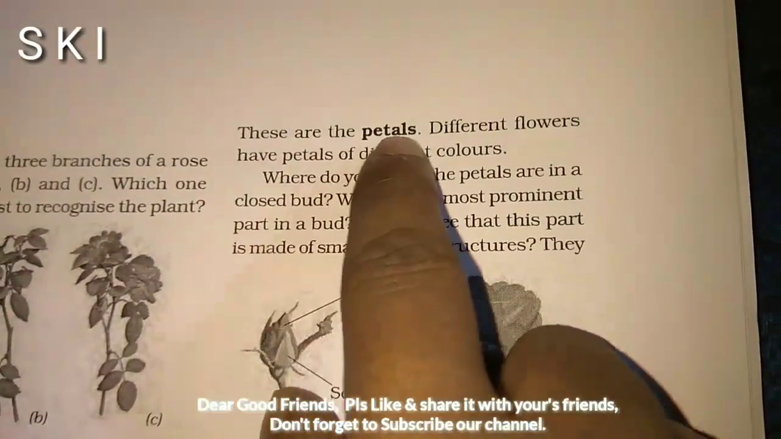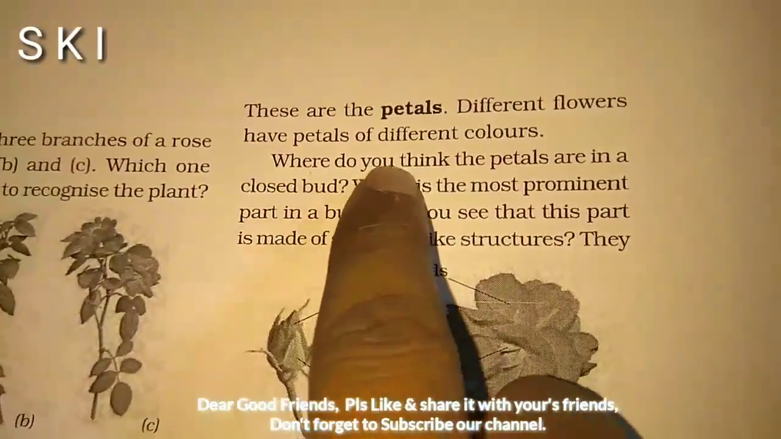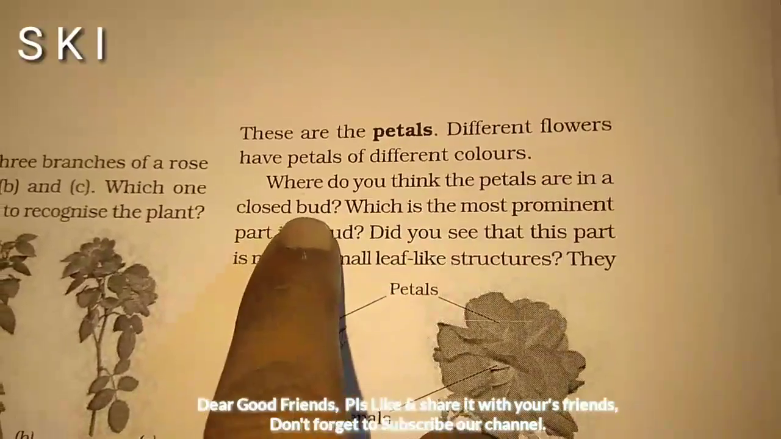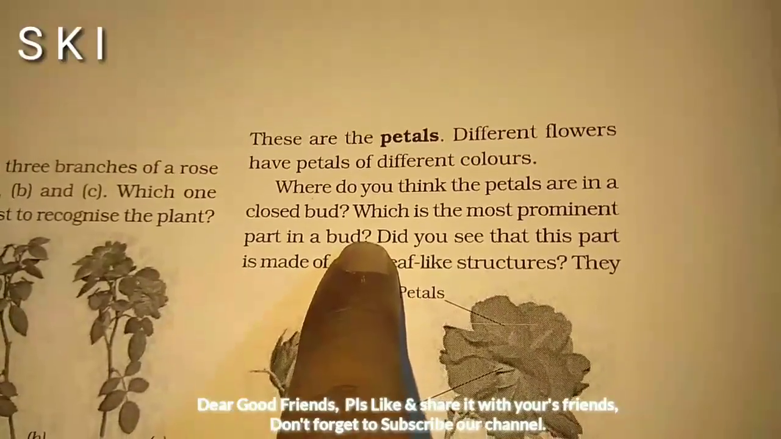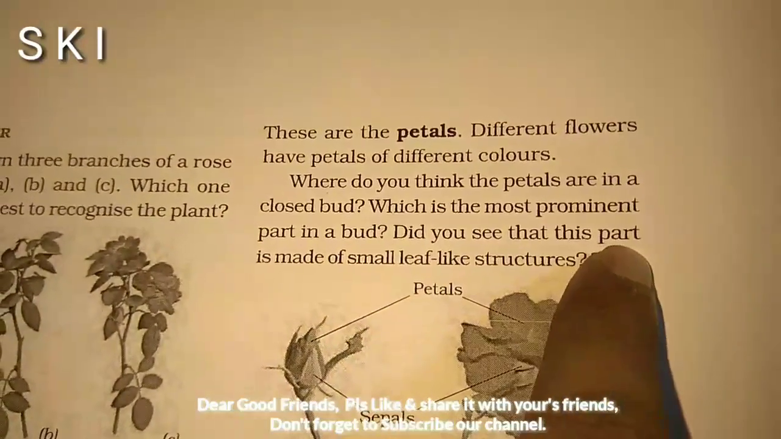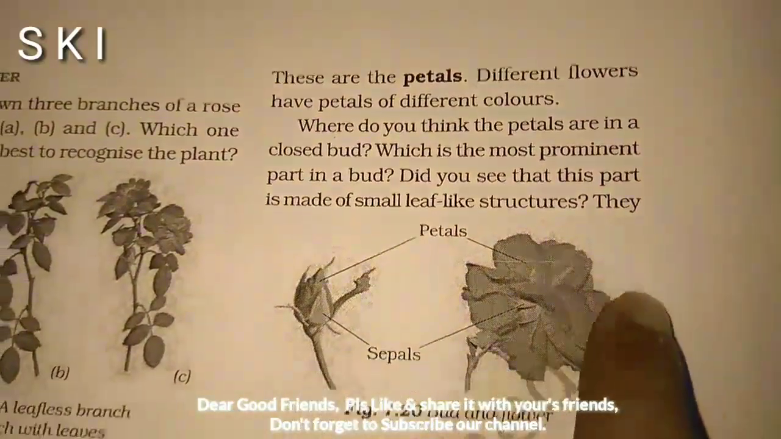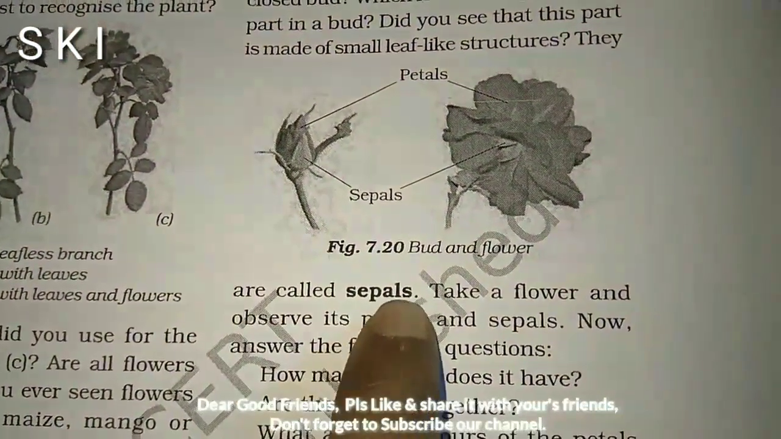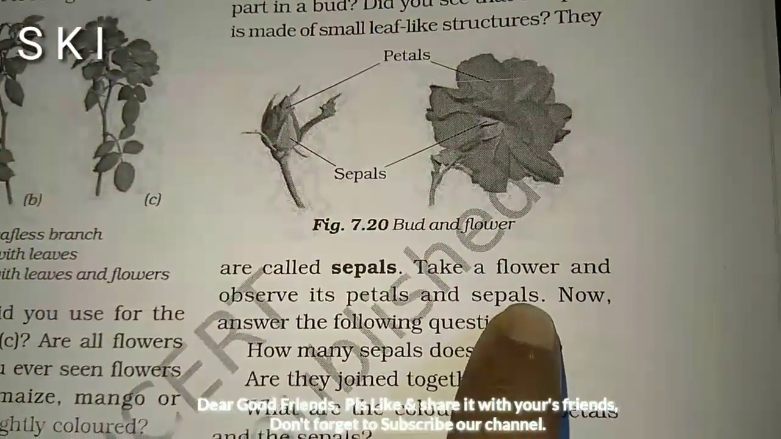These are the petals. Different flowers have petals of different colors. Where do you think the petals are in the closed bud? Which is the most prominent part in the bud? Do you see that this part is made of small leaf-like structures? They are called sepals. Now dissect a flower and observe petals and sepals.